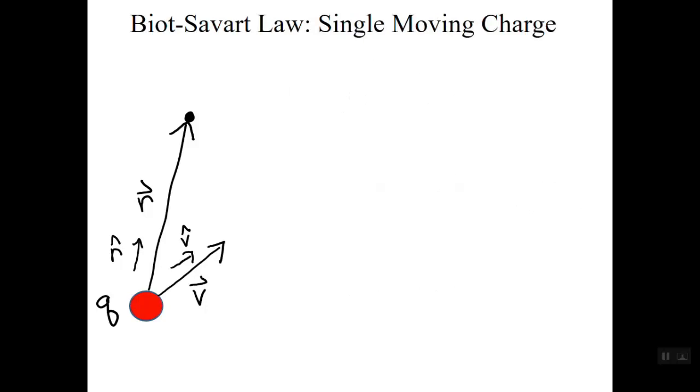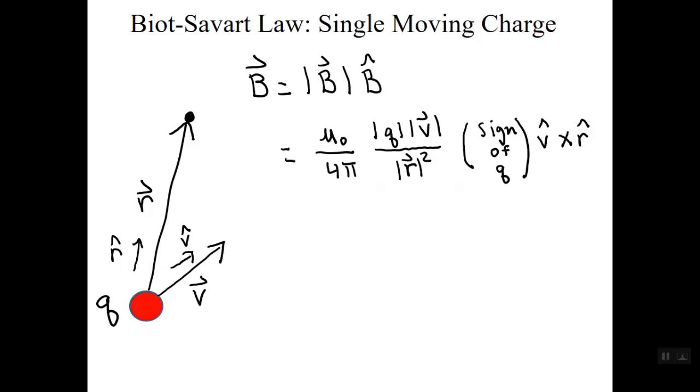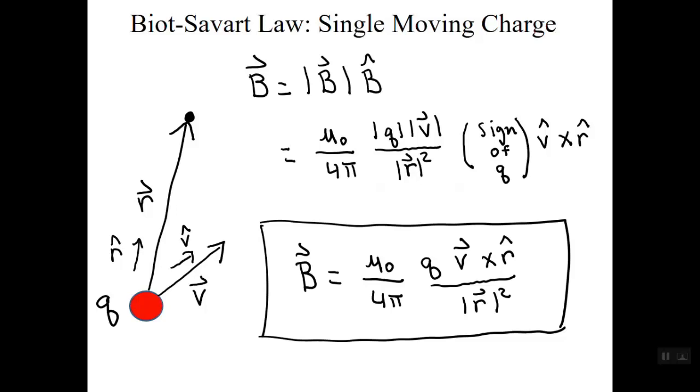The description for vector B can now be pulled together into a single expression called the Biot-Savart law. Let's work that out. Vector B is the product of the magnitude of B times B hat, the unit vector. And here is that product, just collecting our results from earlier in this lecture. We can simplify this a bit and end up with this statement of the Biot-Savart law for a single moving charge.